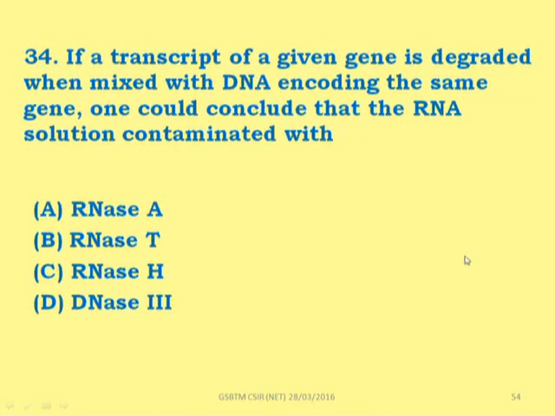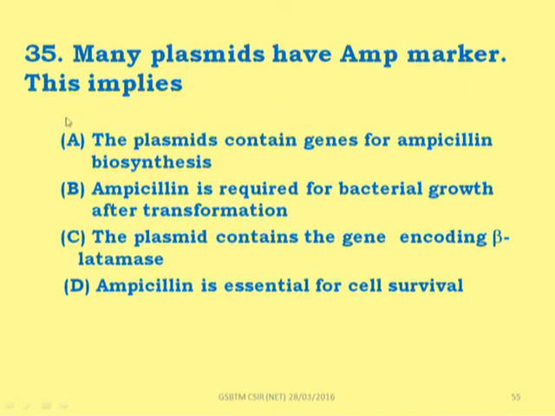Then next one, I don't have much time, so I have to finish. If a transcript of a given gene is degraded, then RNase H can be active in the case of hybrid formation. If two different RNA molecules are there, then they can be hybridized and RNase H becomes active and can cleave. So RNase H is the right answer. Next one, many plasmids have an ampicillin marker. This implies the plasmid contains genes encoding beta-lactamase. Because of the presence of lactamase, it can detoxify lactam rings and the effect of the drug can be inactivated.